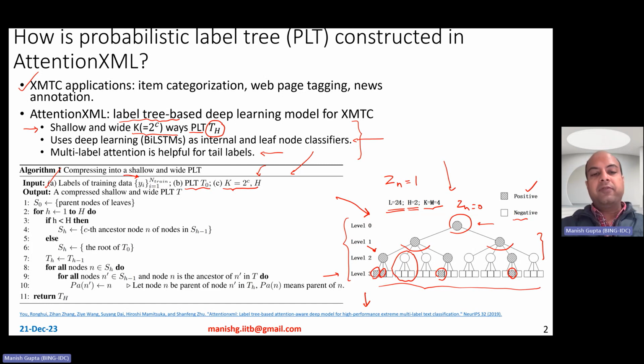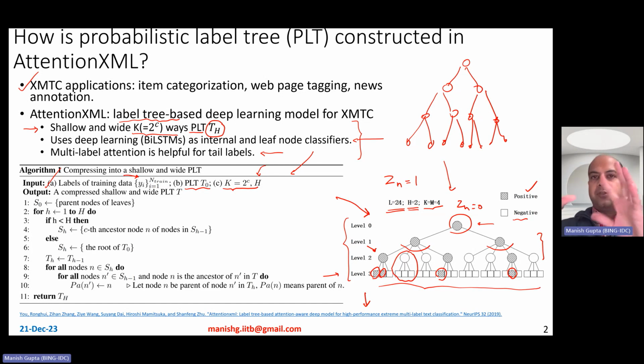Okay. So the way you do it is to start with your T0. You basically have a very deep tree, and it's a two-way tree. So you have like 2^4 nodes. I've just drawn 8 of them here, but you'll have many more. You have the next level as well and so on. Okay.